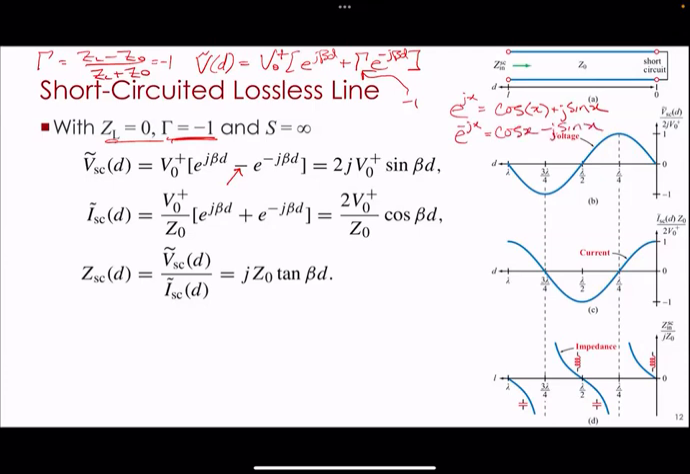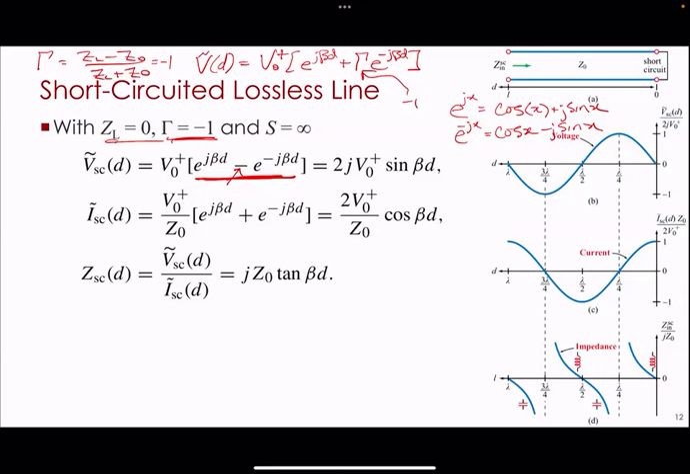Okay, so if we have this in the brackets here, instead of x, it just means anything. It's not a position or anything like that. I'm just saying, in general, e to the j whatever equals cos whatever plus j sine whatever. So if x was beta d, then it would be cos beta d plus j sine beta d. E to the minus j beta d would be cos beta d minus j sine beta d.